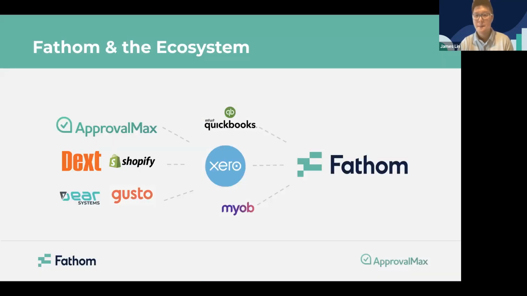Next slide, please. So in terms of where we sit in the app ecosystem, you can see apps like ApprovalMax sit at the front end to help with the automation of data flowing into accounting systems like QuickBooks and Xero. Fathom then sits on the back end and pulls in your financial data and allows you to use that together with non-financial data to generate best-in-class reports and forecasts to help save you time and also make better decisions moving forward. Next, please.